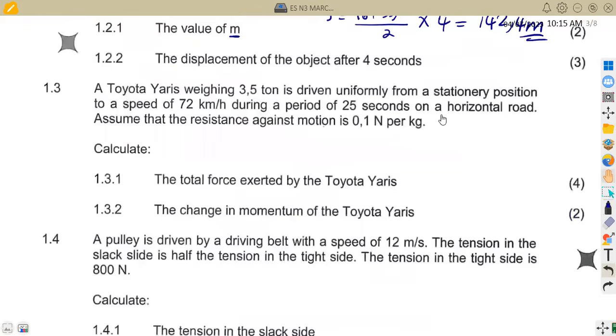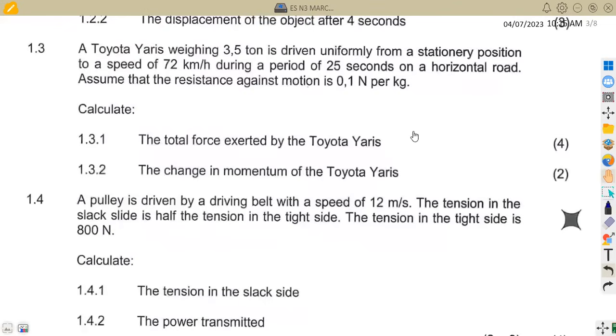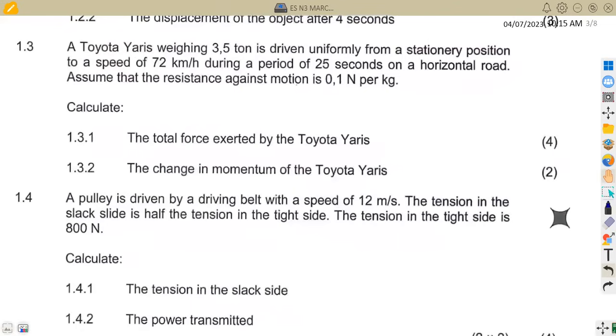On 1.3, we are now given that a Toyota Yaris weighing 3.5 ton is driven uniformly from a stationary position to a speed of 72 kilometers per hour. So take note of the information: during a period of 25 seconds in this case, on a horizontal road, assume that the resistance against motion is 0.1 Newton per kg. Calculate the total force exerted by the Toyota Yaris.